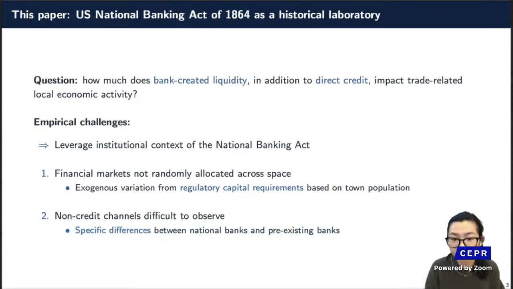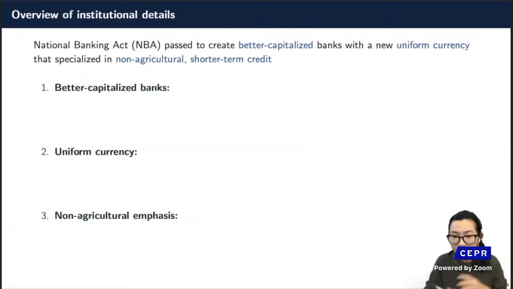Okay. So broadly speaking, this was an act that was passed to create better capitalized banks. So there was definitely this view towards stability, which is something Mark Carlson's paper looks at directly, along with creating a new uniform currency with a specialization in lending to the non-agricultural sector, particularly through what they consider to be safer, shorter-term credit.